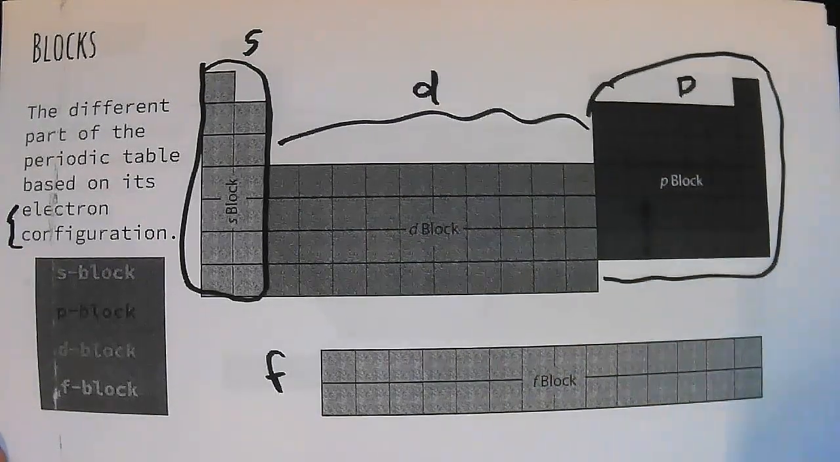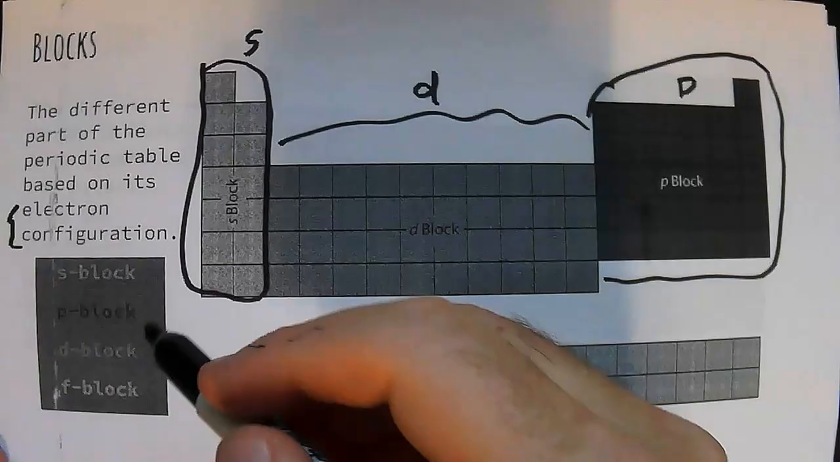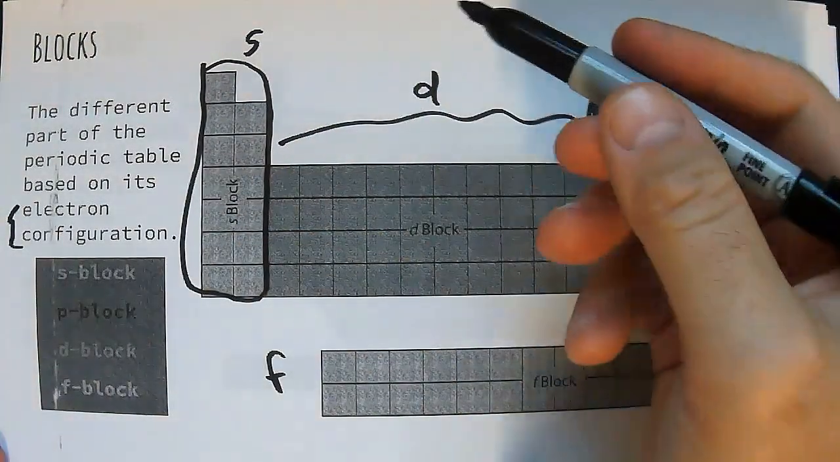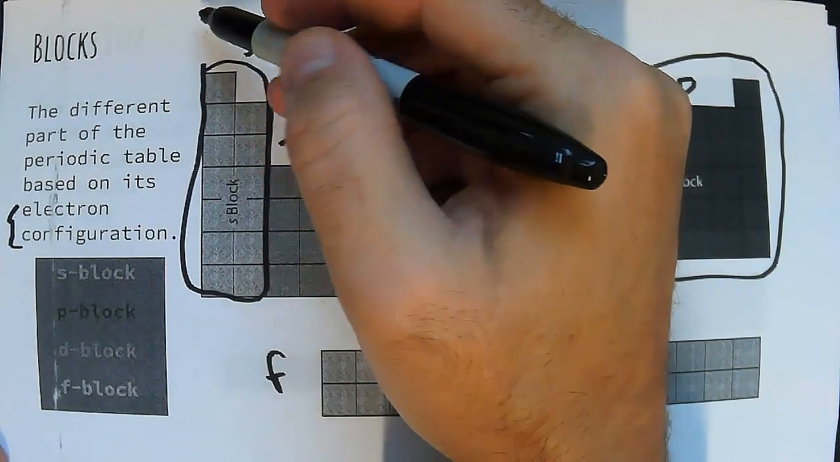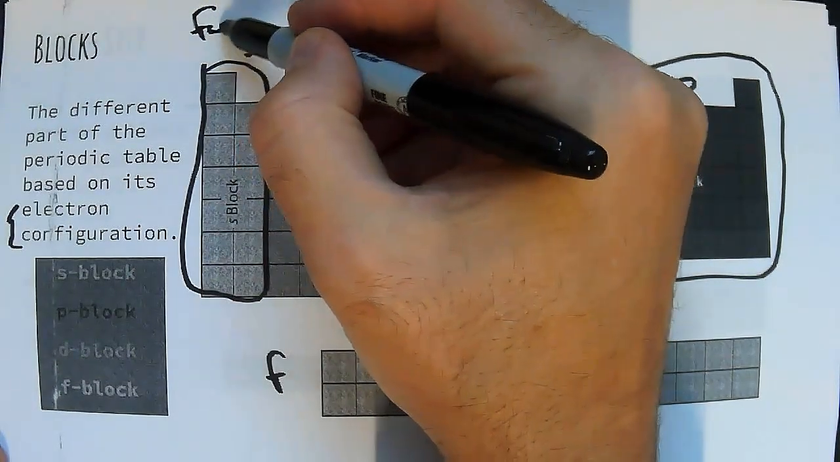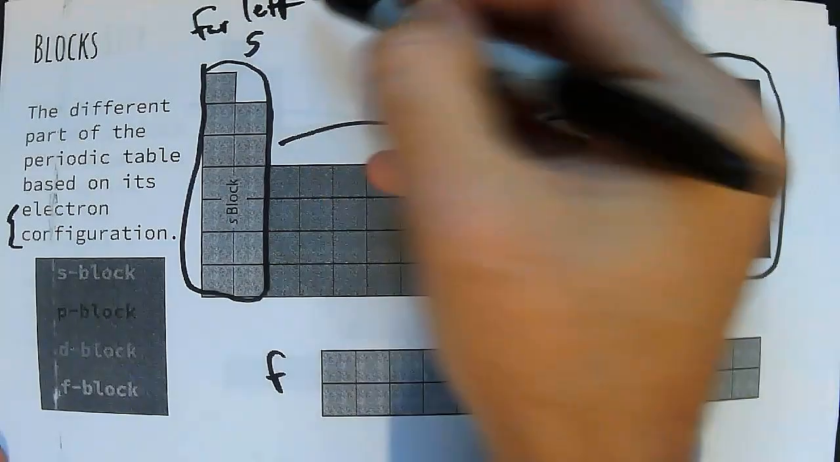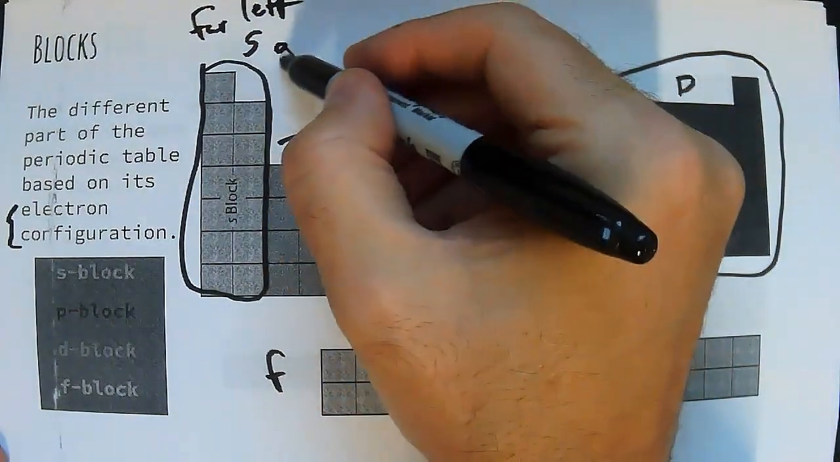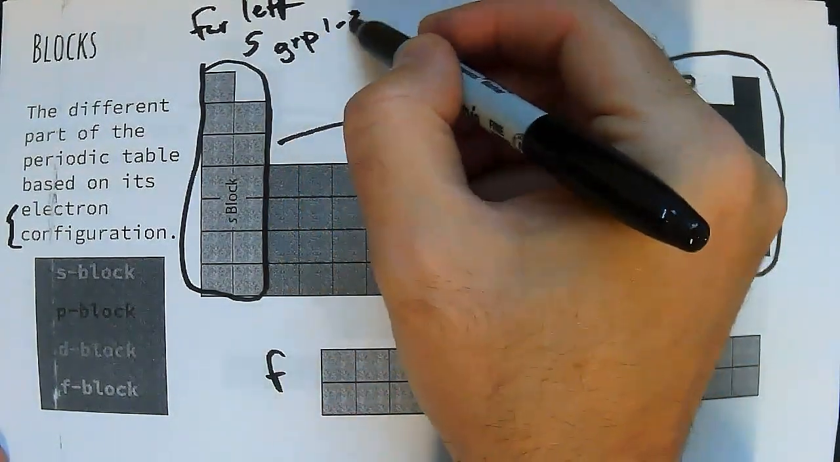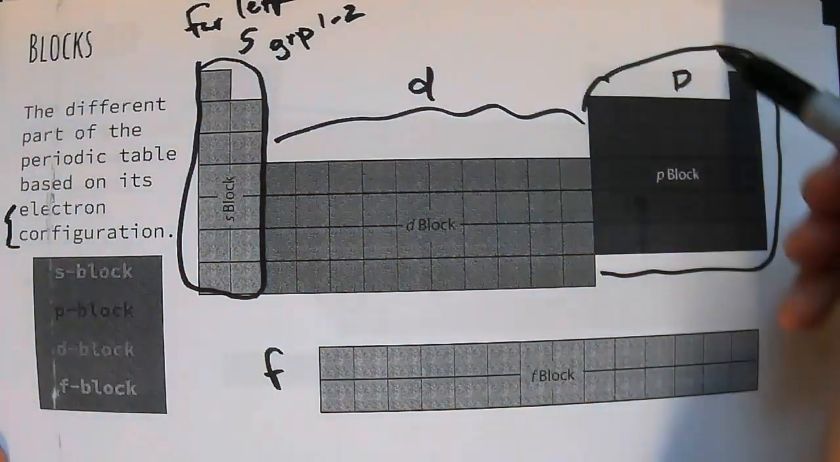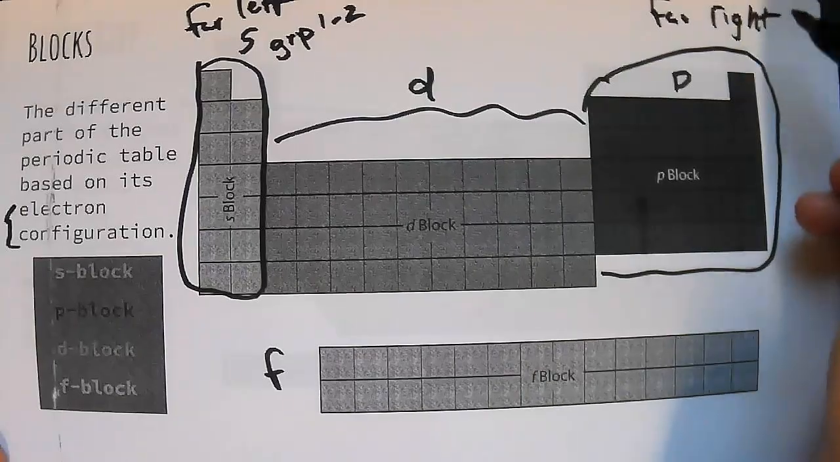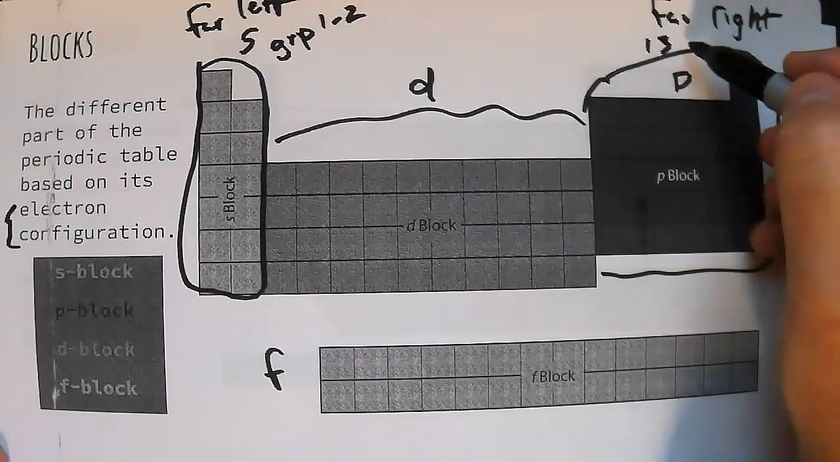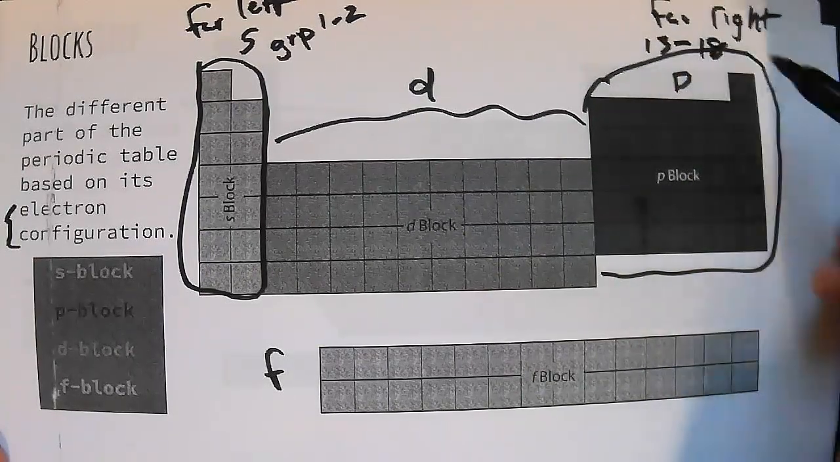The S block, we could say, is the far left part of the periodic table. It's also groups 1 and 2. The P block is the far right part of the periodic table, and it's groups 13 through 18.